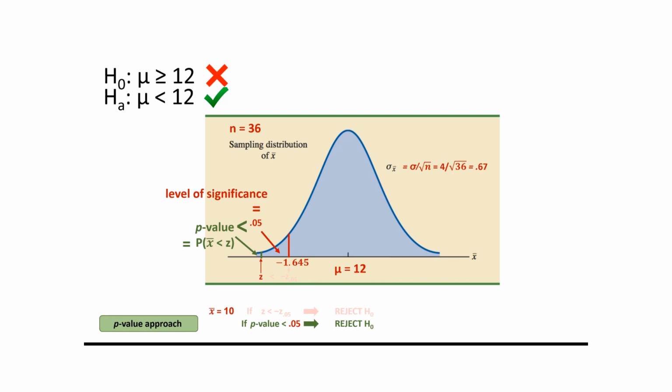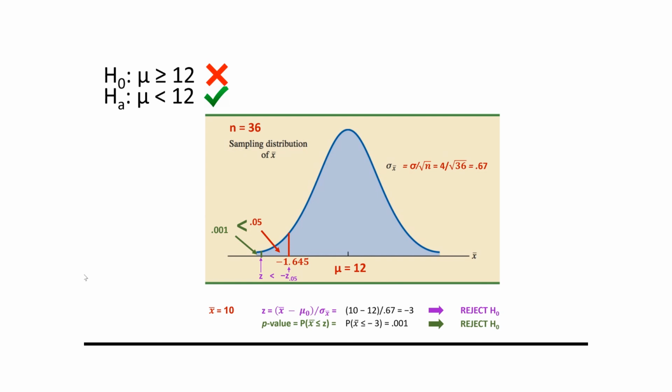This means, alternatively, we can determine the p-value, or probability that x bar values are less than or equal to our z-value, and compare that directly to our level of significance. And this is the p-value approach. We find our p-value by using the table on the front cover of our text, or by using the NORM.DIST function in Excel, like we did in chapter 6. And whether we use the critical value or the p-value approach, we'll reach the same conclusion, and here we reject the null hypothesis.